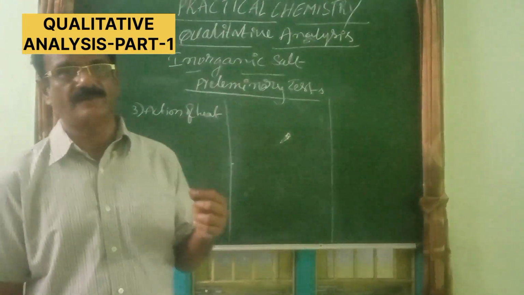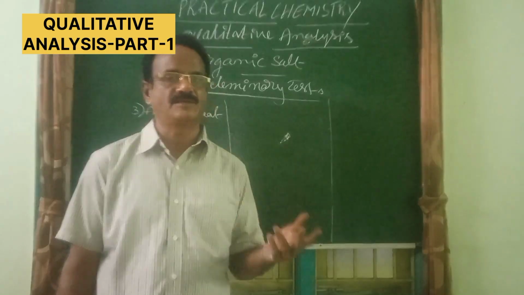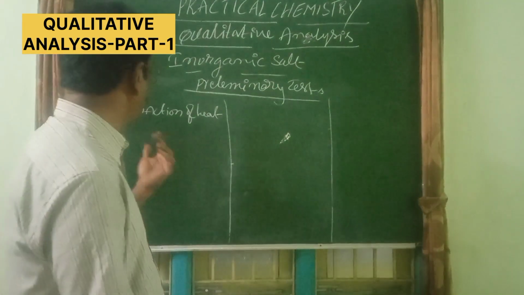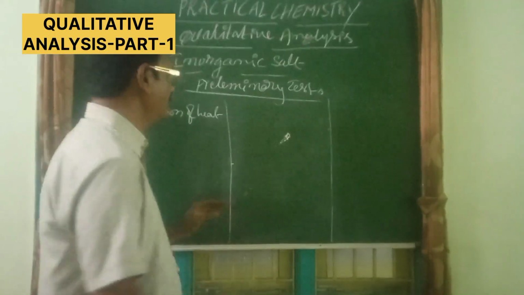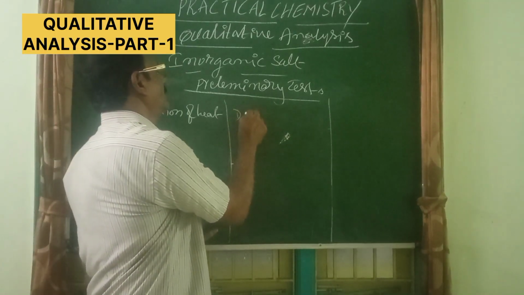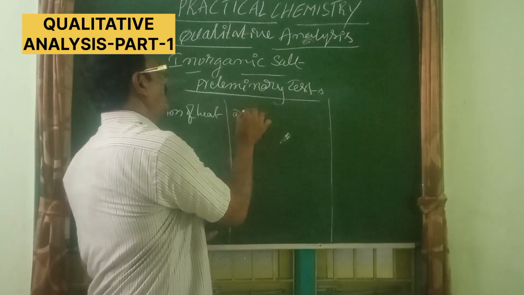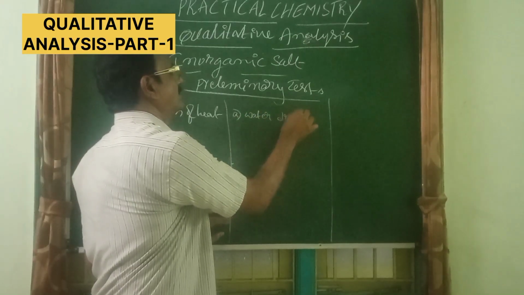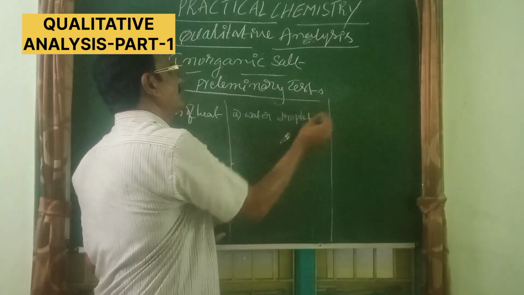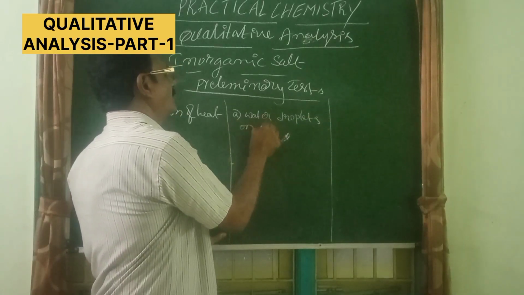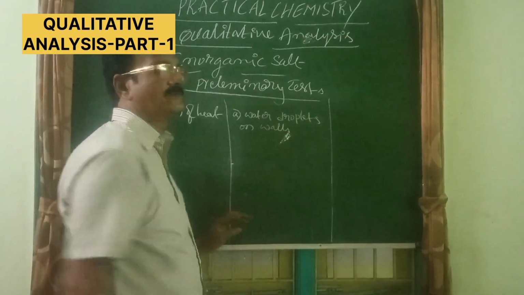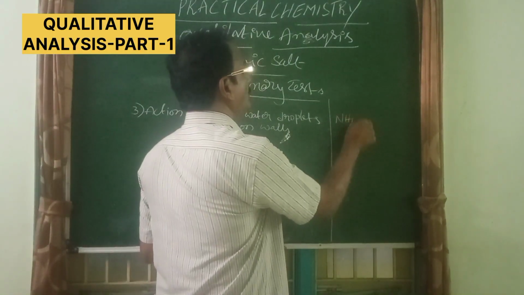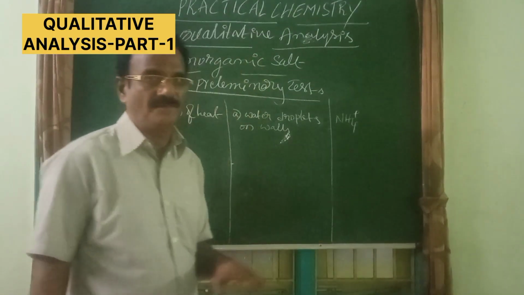When it is kept in the blue color flame, what happens to it is the observation. The following observations can be made by doing action of heat. Number 1, water droplets. If water droplets are observed on the walls of the test tube, then one can assume that there would be ammonium ion, NH4+.